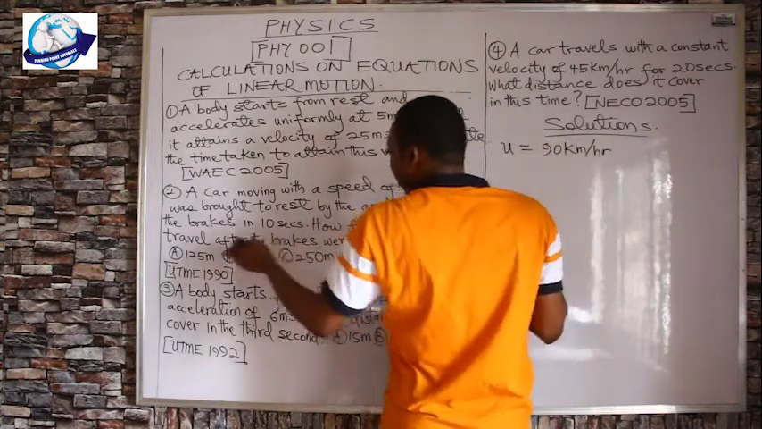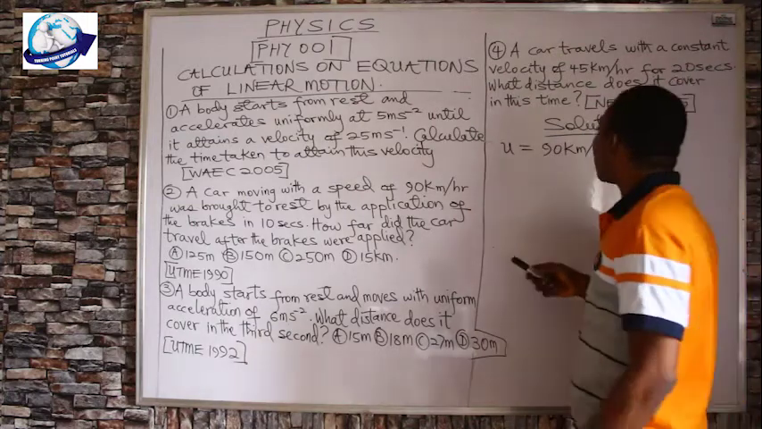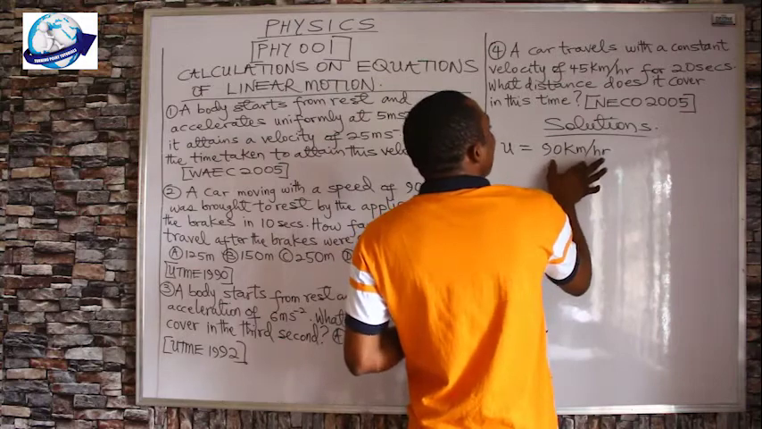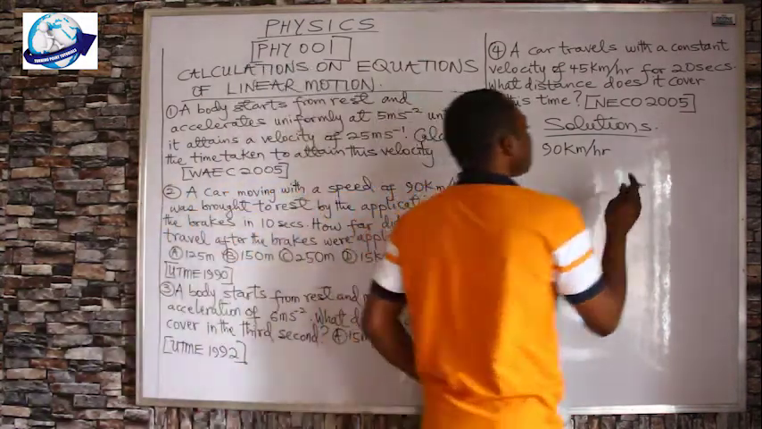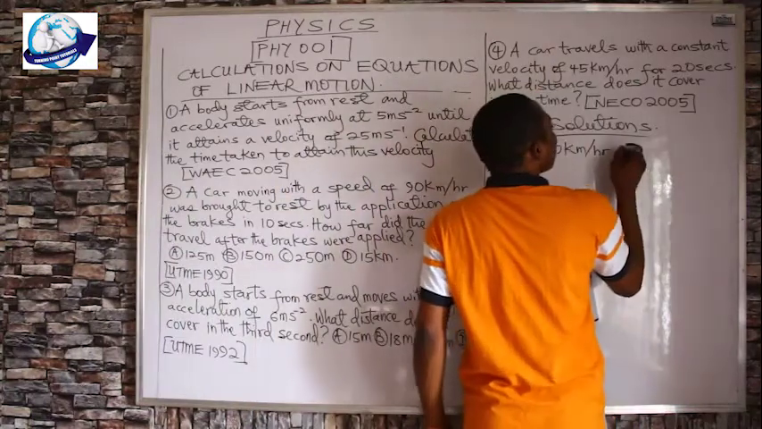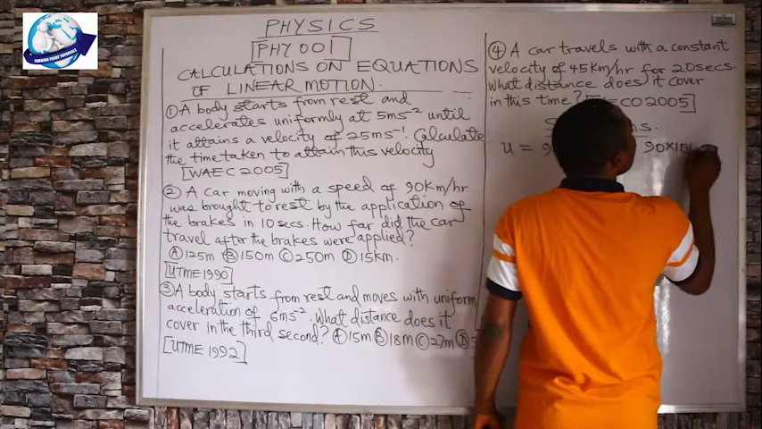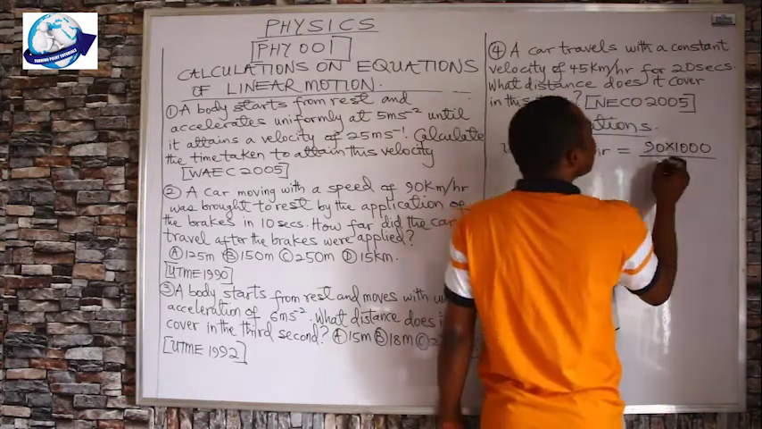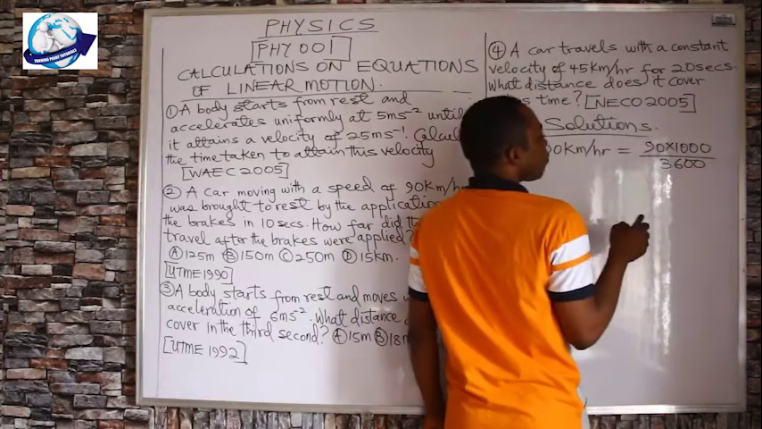And since you know quite well that the answers were given to you in meters, we need to make a conversion, convert the kilometer per hour to what? To meter per second. So we need to do a kind of conversion. And what's the conversion? 90 kilometers per hour means 90 times 1,000 all over 1 hour. 1 hour means how many seconds? 3,600 seconds.